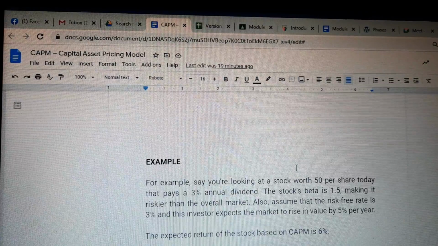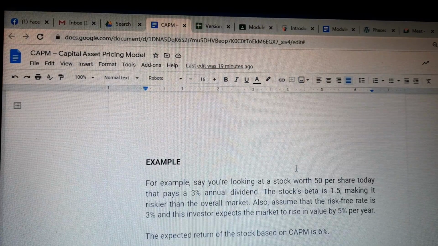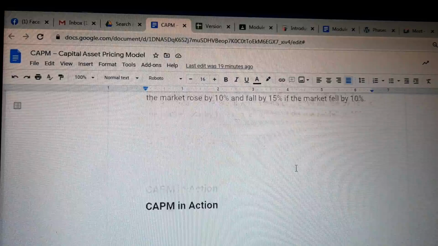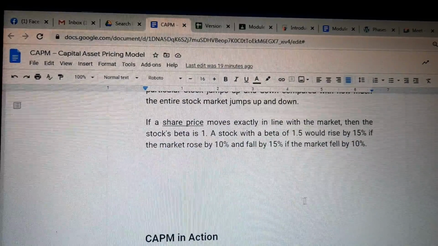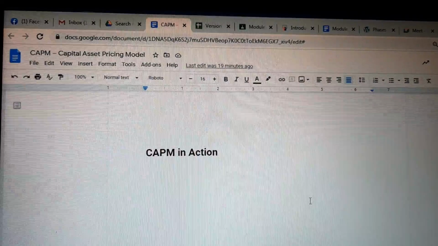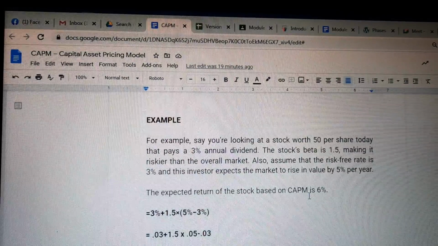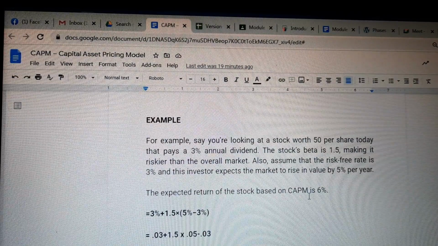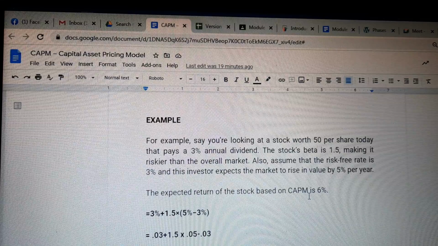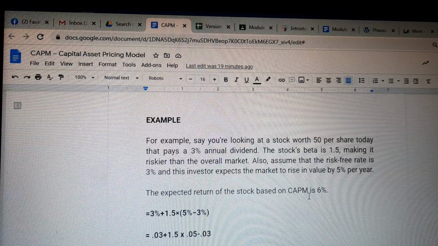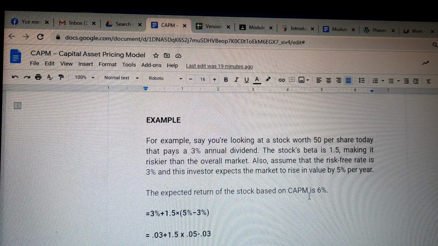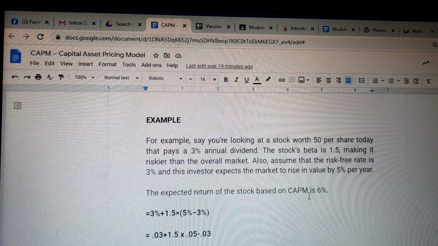So let us proceed to the examples for calculating the CAPM, or the capital asset pricing model. Here in our example, let's say that you are looking at a stock worth 50 pesos per share today that pays a 3% annual dividend.